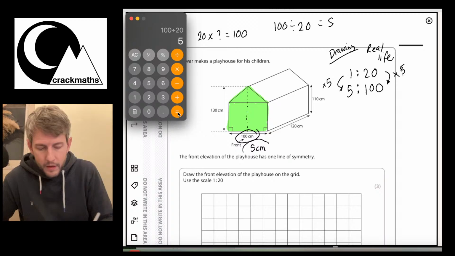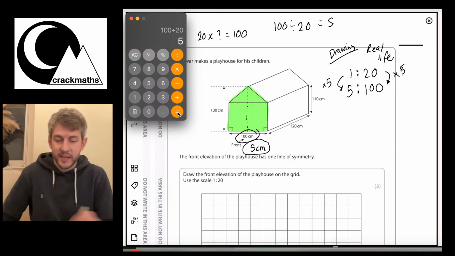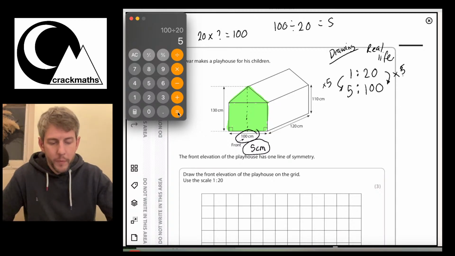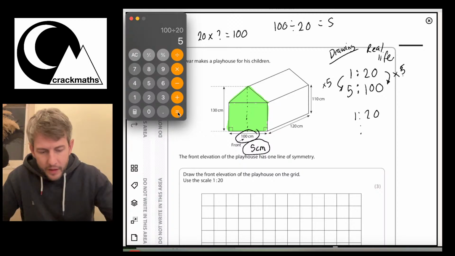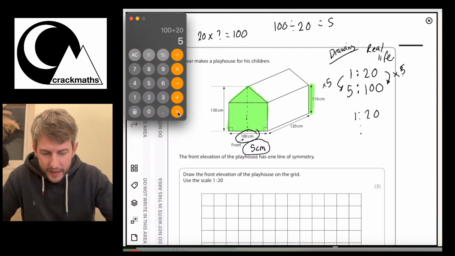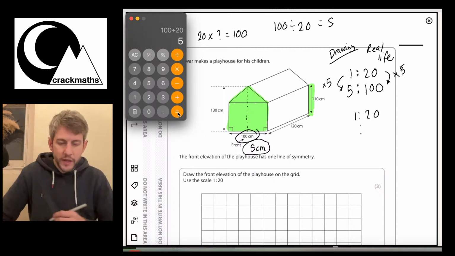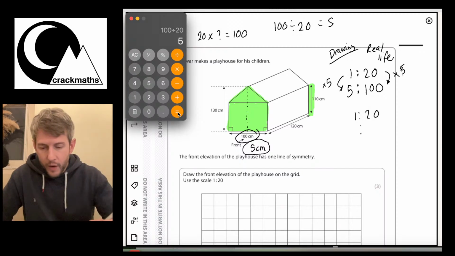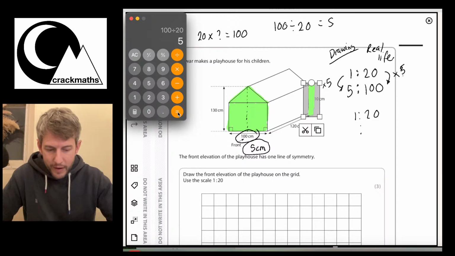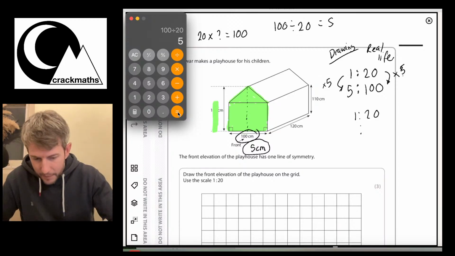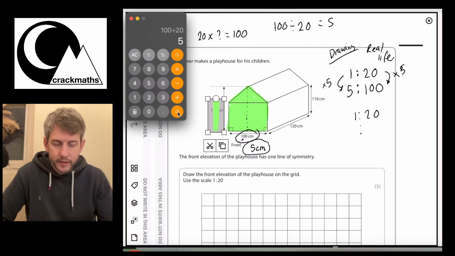Now let's have a look at some of the others. Remember, we've got 1 to 20 again. Interestingly enough, this length here is going to be the height, because if I move that around here, we'll see that bit is from there to there.